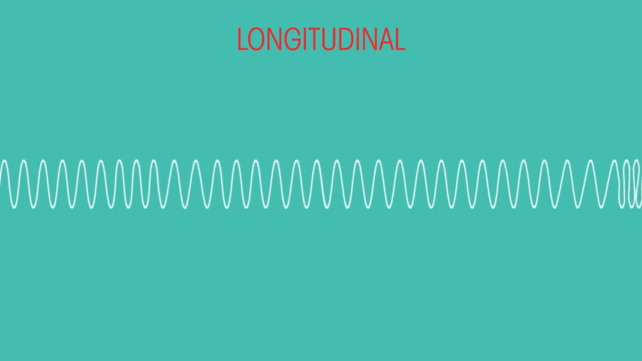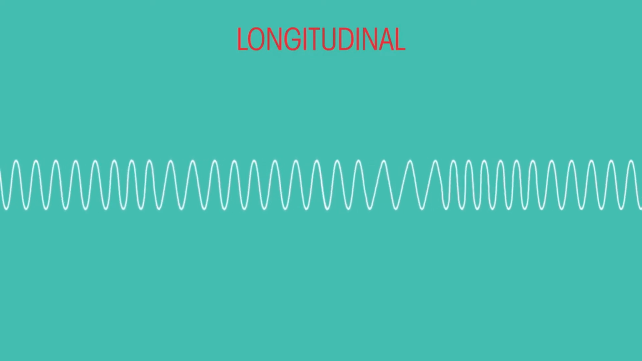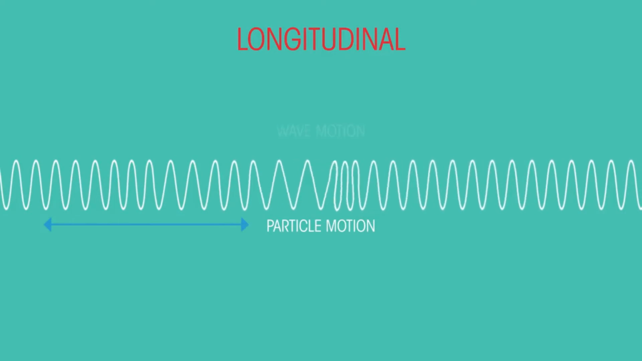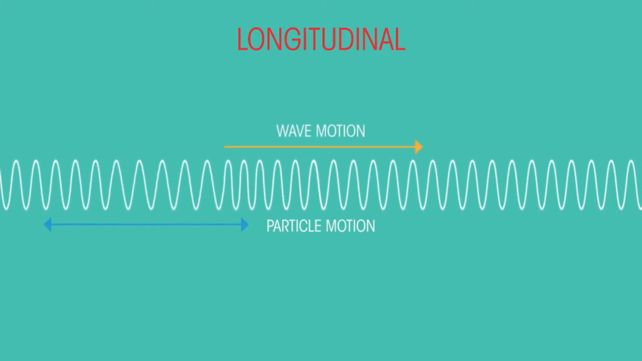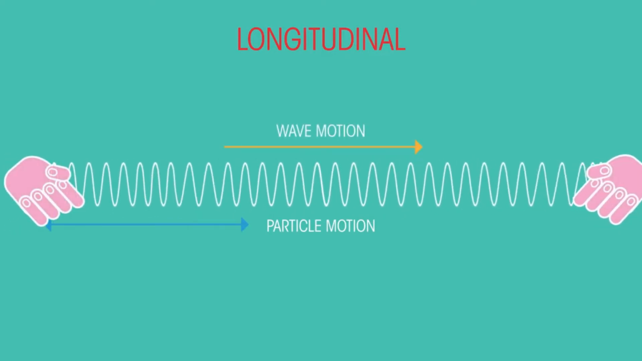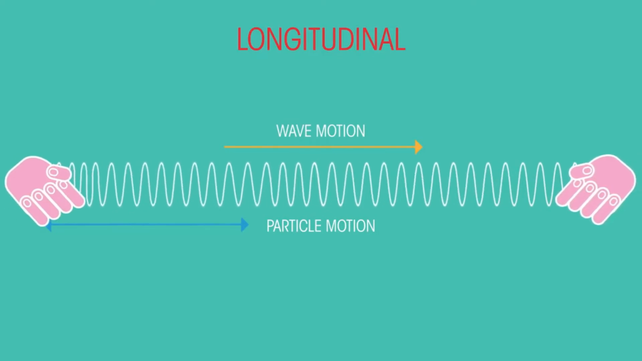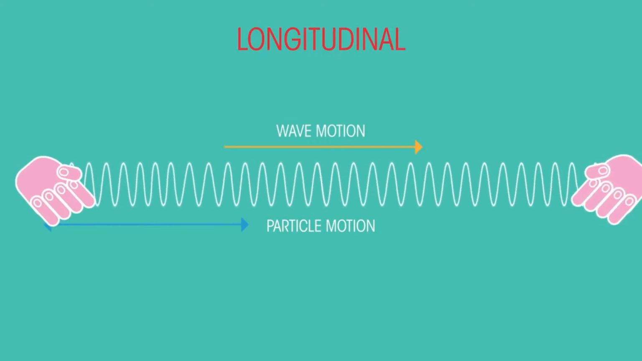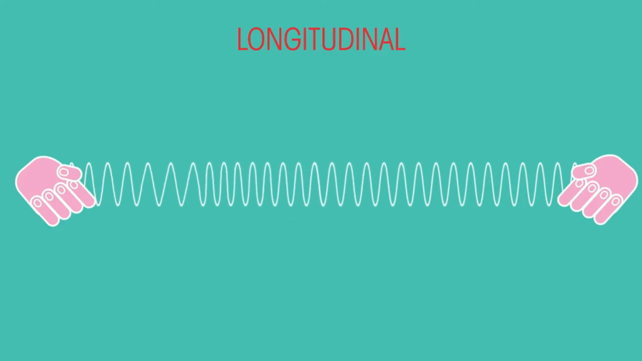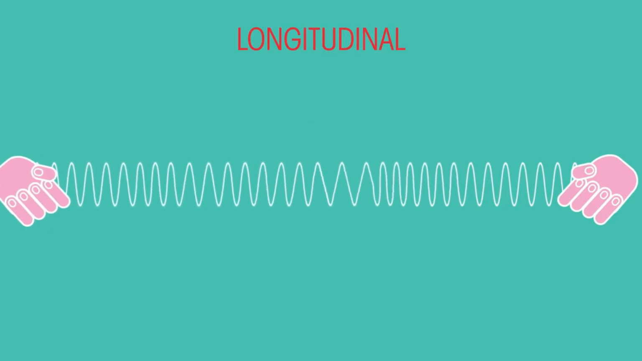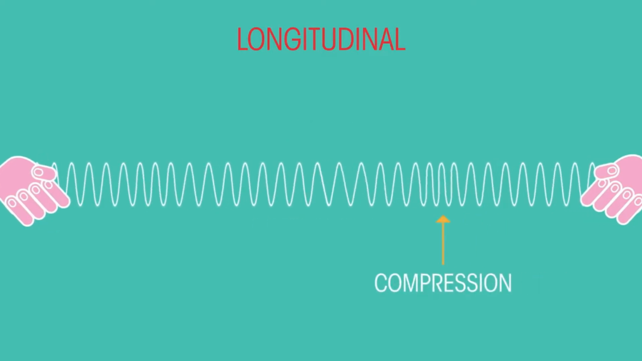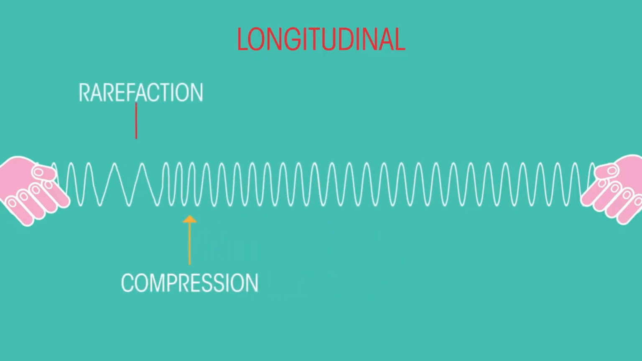Here the particles vibrate parallel to the direction in which the wave of energy is travelling. Notice that the ends of the slinky don't leave the hands holding them. It's only the energy that travels. The places where the coils or particles are bunched together are called compressions. Where they are furthest apart are called rarefactions.